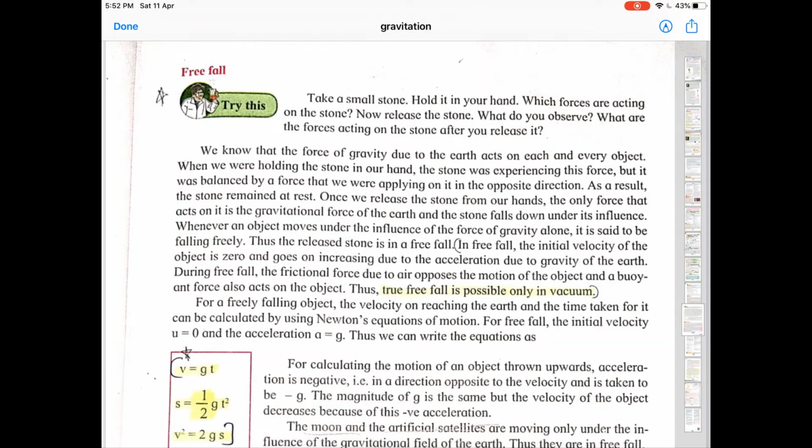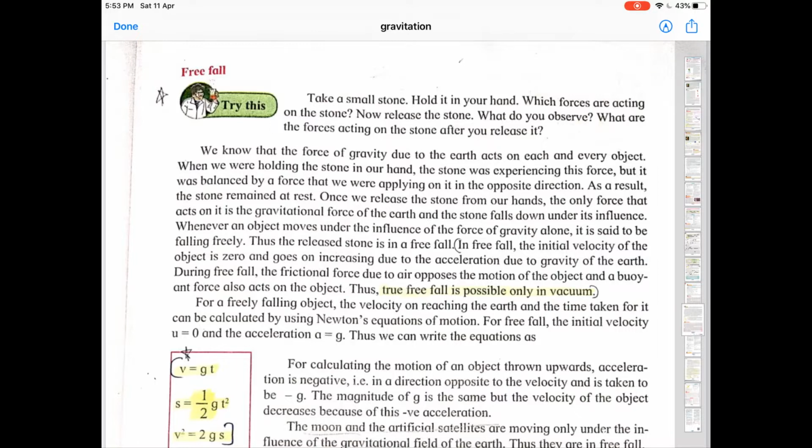Let us understand the concept of free fall in this session. Whenever we hold any object in our hands, we should remember that there is a gravitational force acting on the object. But then why does the object not fall down? It is because we are applying one force on the object in the upward direction. This force balances the gravitational force. Both the forces cancel each other, so the object remains in our hand.